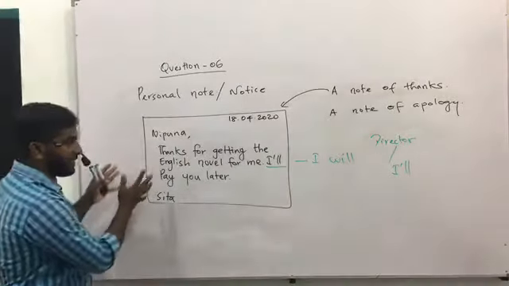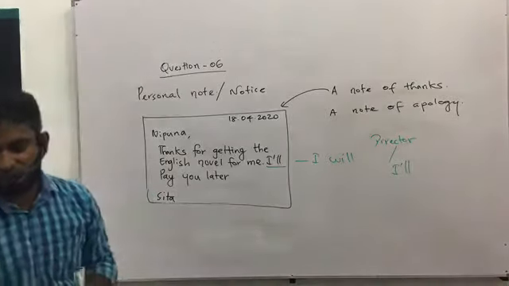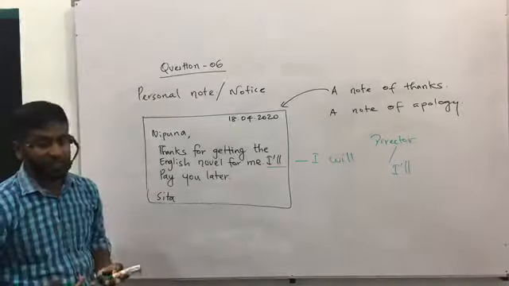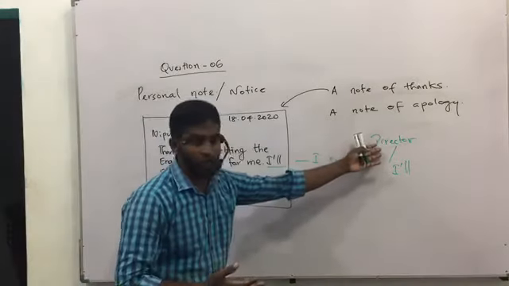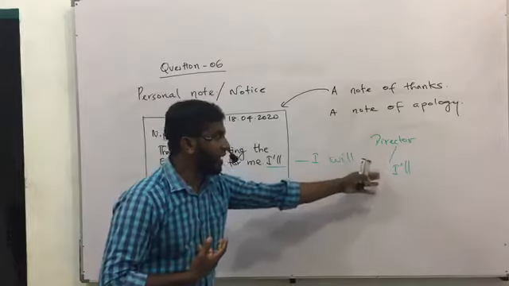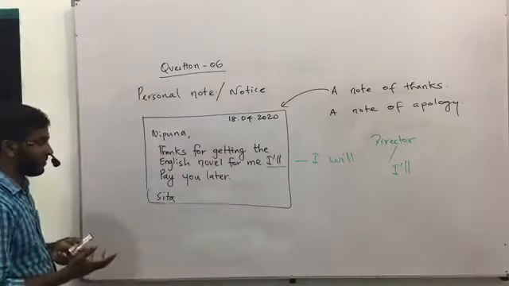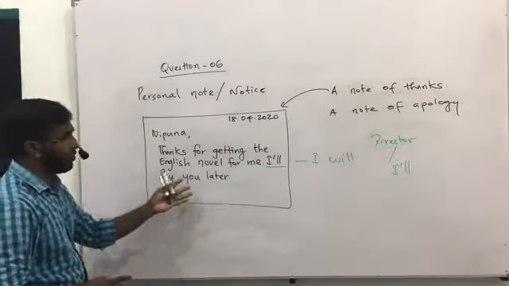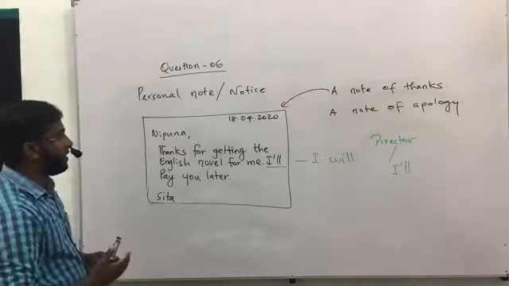So this is the personal note. I told you earlier that the personal note can be written to the people we know very well, right? The director, sometimes he may not be known by me, right? So there we can't write this I'll and like that. But we can use contracted form here. So this is a kind of personal note.